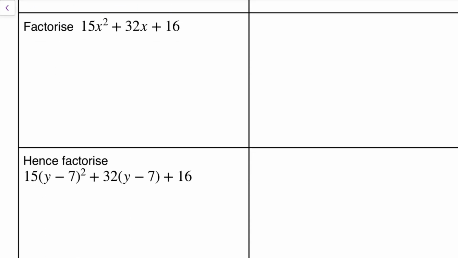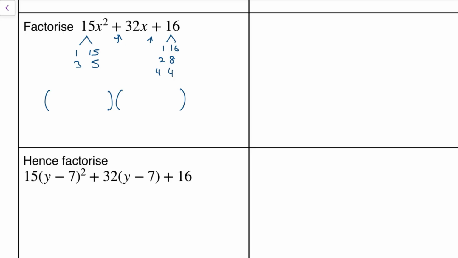15x squared plus 32x plus 16, factorize. Okay, I'm not very happy with this one. 1 and 15, and 3 and 5. This is a problem because I've got 1 and 16, 2 and 8, 4 and 4. Actually, that's not terrible, is it? On the upside, these are both pluses, which means I know it's a plus in the middle. So let's at least start with that.